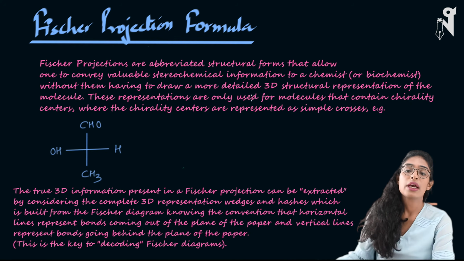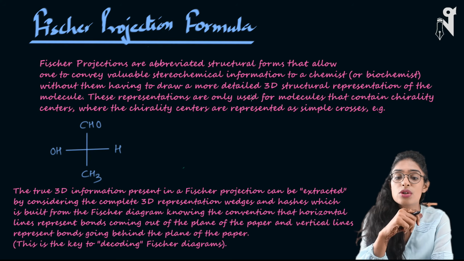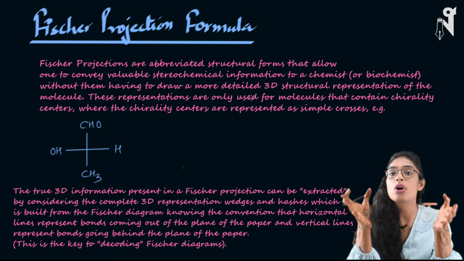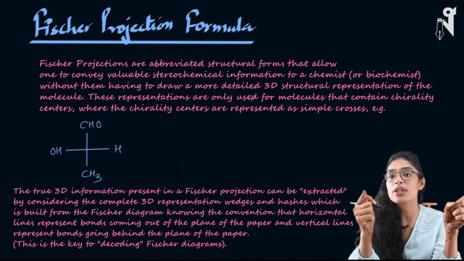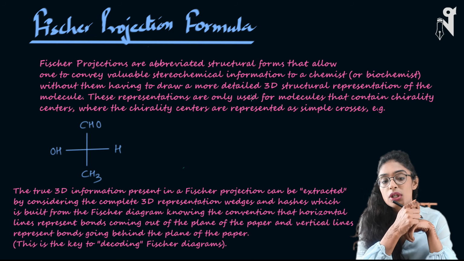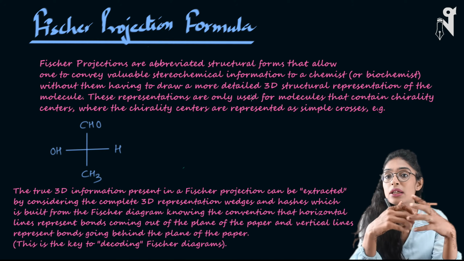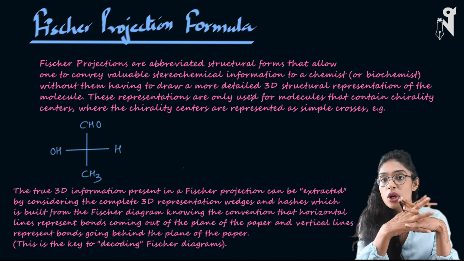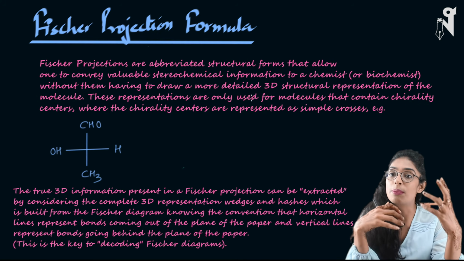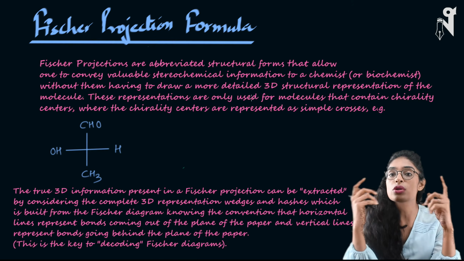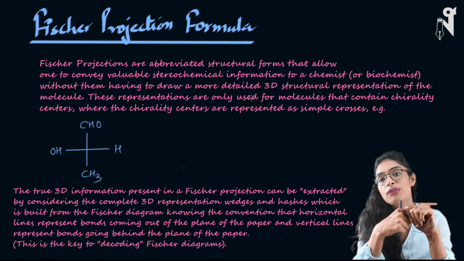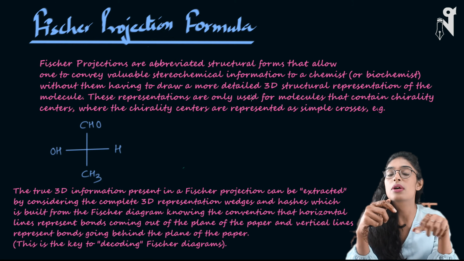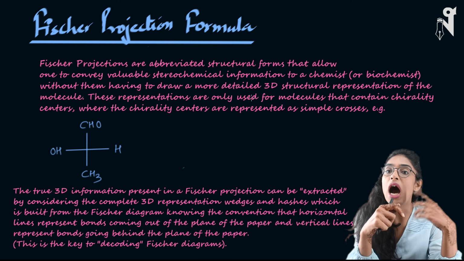So when we have to convey information regarding how to draw a 3D structure on the plane of the paper, one way is using wedge and dash, and another way is using this Fischer projection. Apart from that, especially for chiral compounds, we need to see whether the mirror images are superimposable or not, and whether these are optically active or not. So at that time we also check the configuration of the molecules, as in whether the orientation of a molecule is R or S.